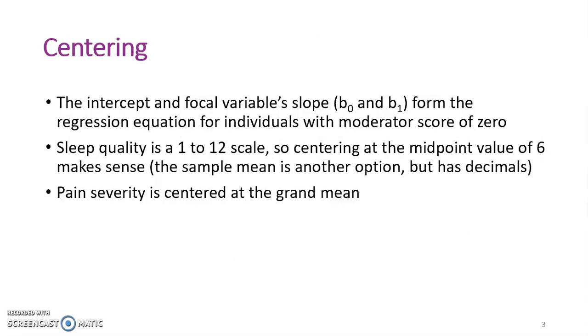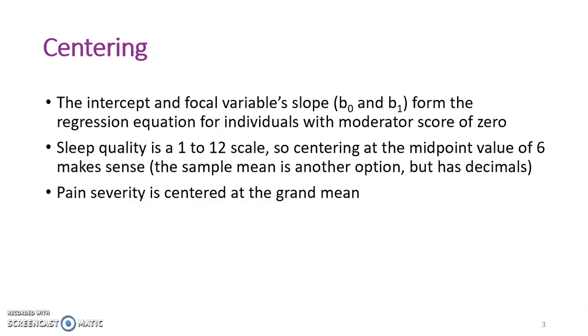So we still need to center here, but now we're going to center both variables. And so the intercept and the focal variable slope, that's the B1 coefficient, form the regression equation for individuals with a moderator score of 0. Now we don't have just groups coded 0, we actually have a range of continuous scores. So this is just for individuals who have a moderator score of 0. So it makes sense for us to center the moderator in addition to the focal predictor in a way that will make the intercept interpretable.